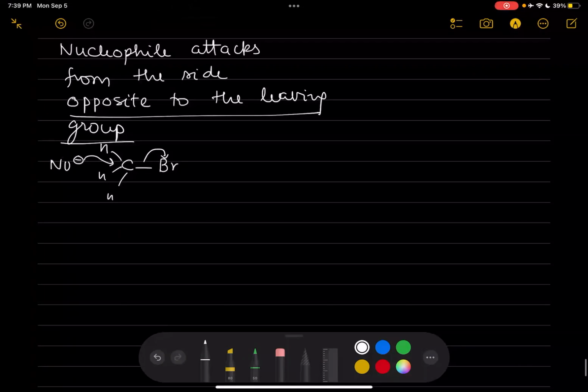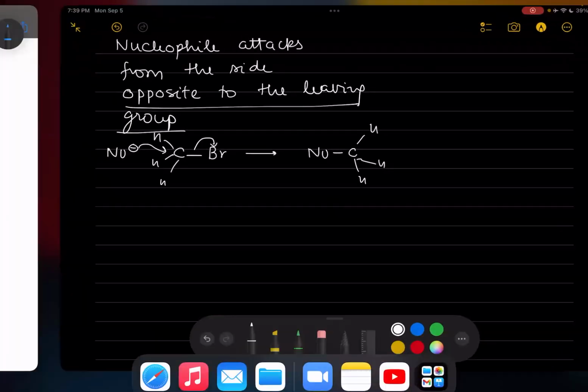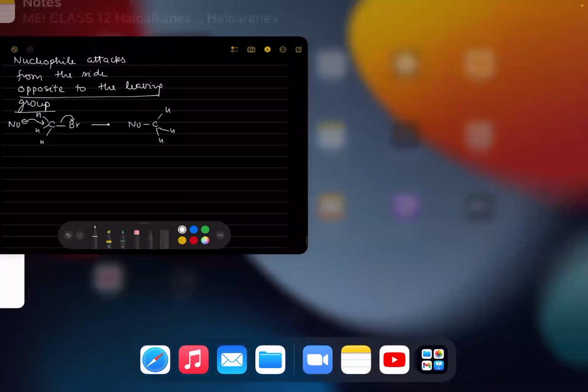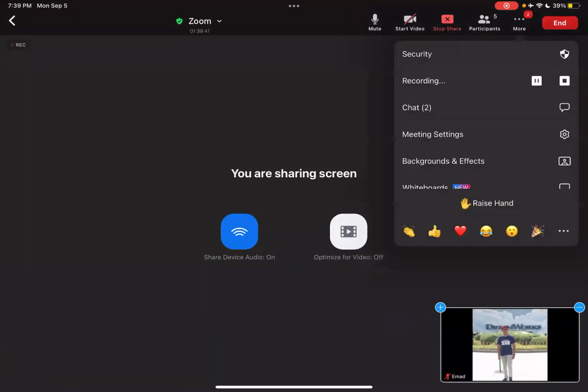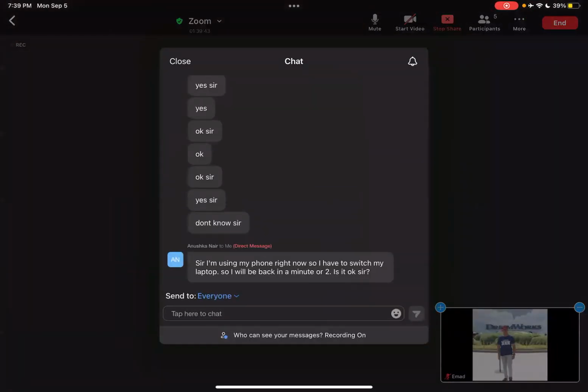So if you have the nucleophile attached, it becomes like this. And this is known as what? This is known as inversion of configuration, right? Inversion of configuration.